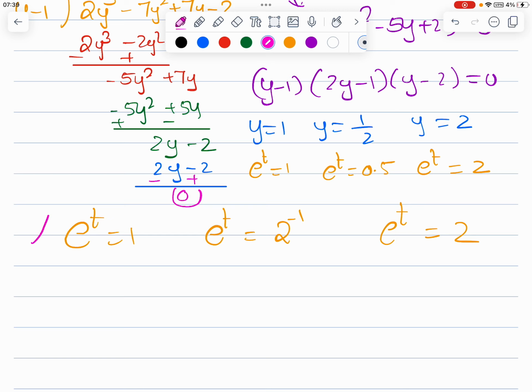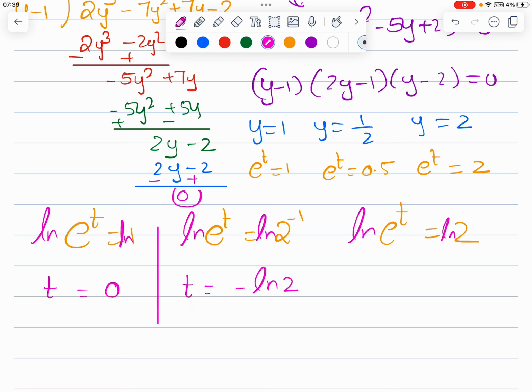So for all, I am applying ln on both sides, so that I can get the value of t. So what does it become? t = ln 1. ln 1 is 0. ln e is 1. t = minus ln 2 and t = plus ln 2. This is going to be all 3 answers for t.